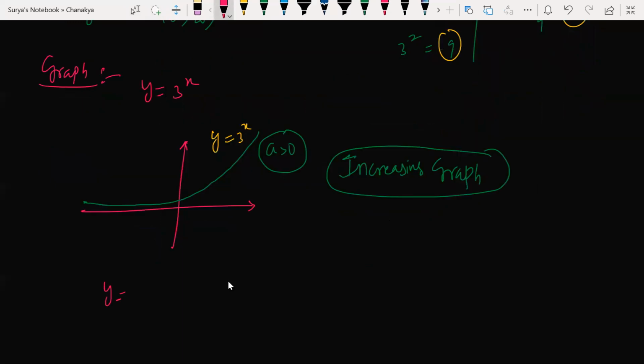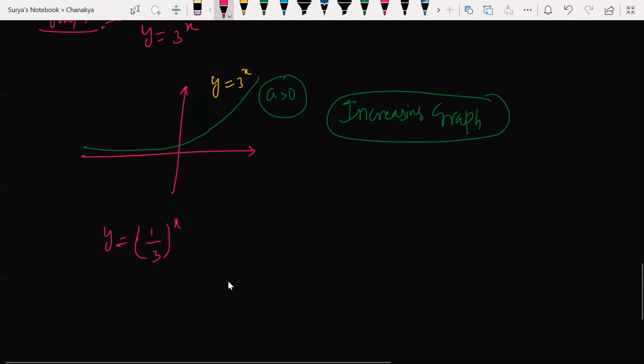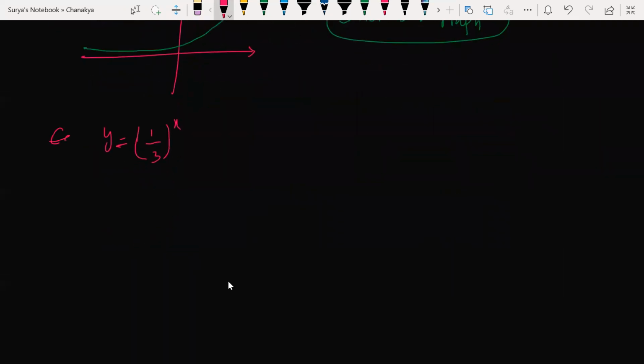If I give you y is equal to 1 by 3 to the power of x, what is the graph going to be? Now this is the graph. Then now I'm giving one more question. Tell me what is the domain and range of this function? Domain is nothing but what are the values I can substitute in place of x. I mean, what are the possible values of x? What do you mean by range? What are the possible outputs? After substitution of x values, what are the values you get as your output?